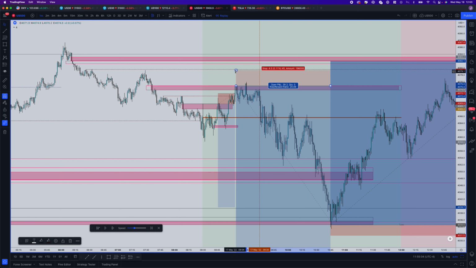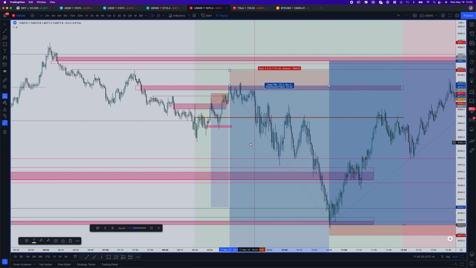The stop loss was above this swing high, and again, I was leery of the relative equal highs, so I was worried that there was a potential it could come up to this one. But as you can see, it sold off rather aggressively.